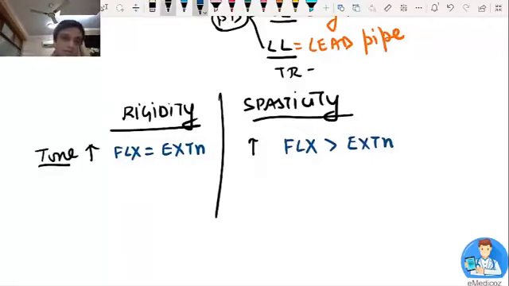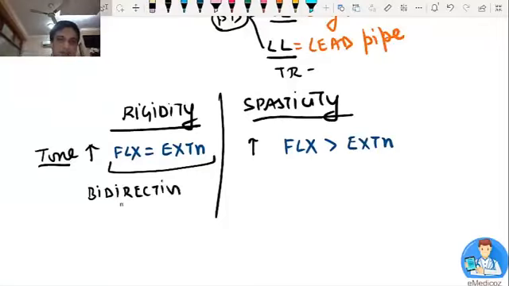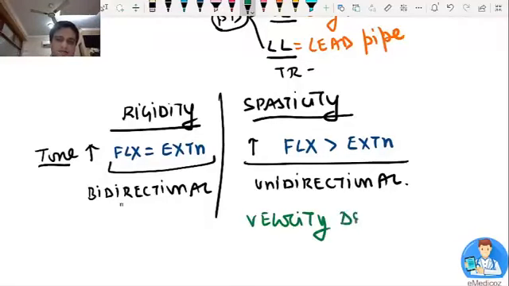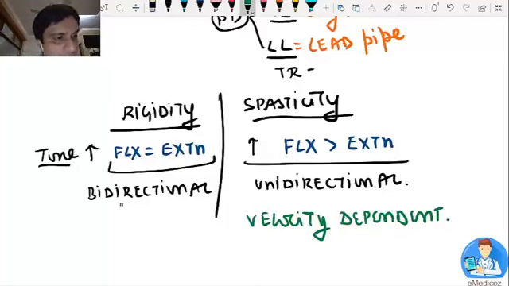Write this down also. The tone increases in both the muscle groups which are opposite to each other. So the problem of rigidity is in both the directions equally. It's bidirectional. I'll show you the videos, just keep on writing. While this happens in one direction more commonly, it's unidirectional. And write this point. Spasticity phenomena is considered to be velocity dependent.